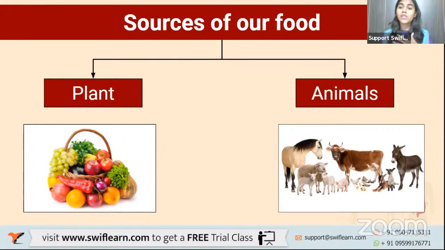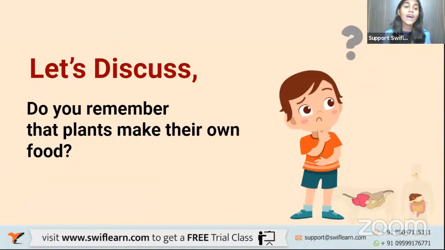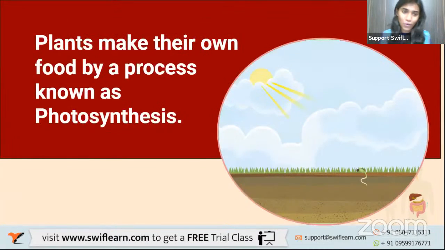Yeah, our body does not have the ability to make its own food, but plants do. In plants there is a process called photosynthesis, which I'm sure you must have learned in your previous classes as well. Plants have the capability to make their own food by a process called photosynthesis. So we get food from plants and animals. Now let us discuss how these plants make food. How do the plants make food? By a process called photosynthesis.